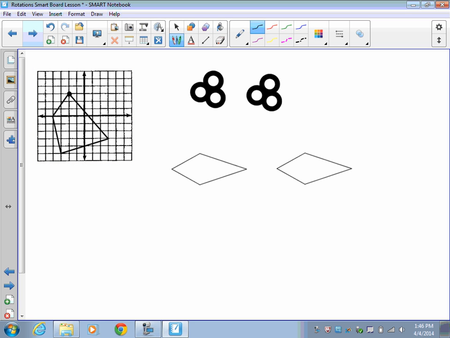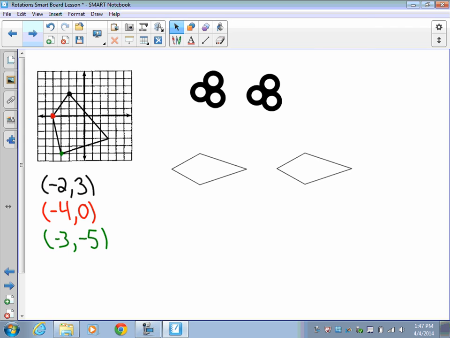So I see what my points are. That point right there is going to be -2, 3. This point right here is going to be -4, 0. This green point here is going to be -3, -5. And lastly, we have this blue point, which is going to be 3, -3.